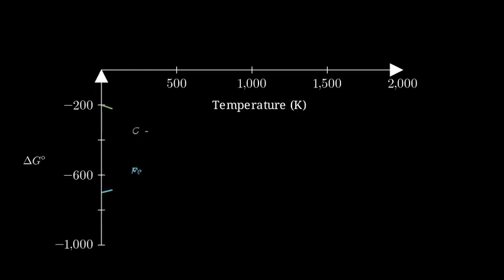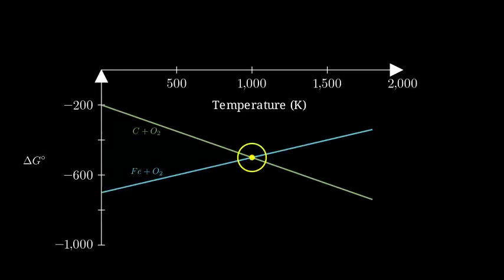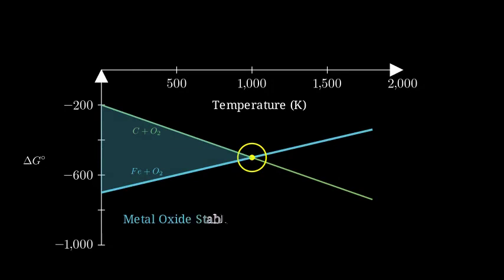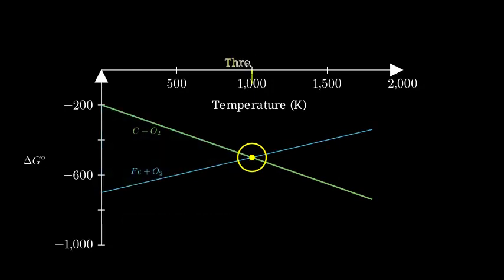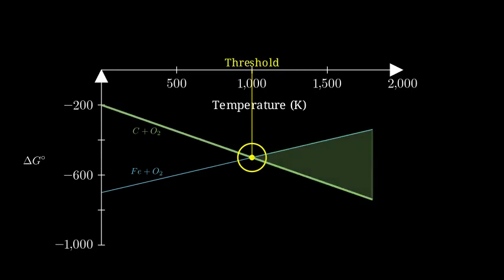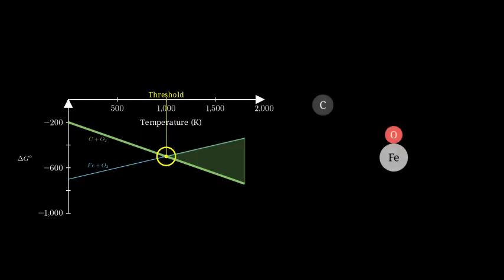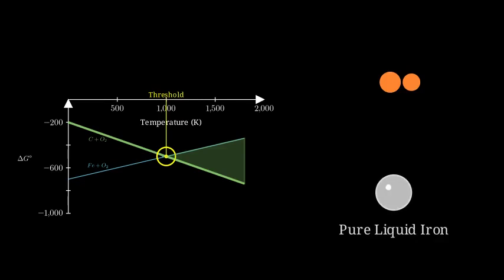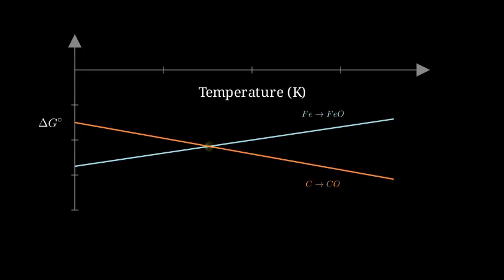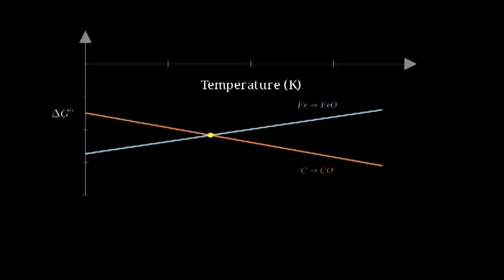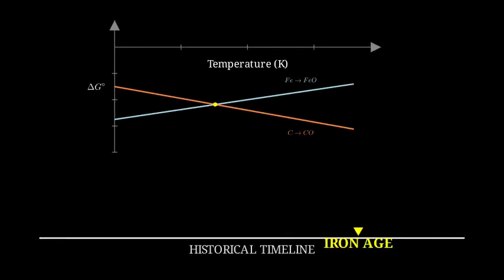Notice this intersection point right here. To the left of this point, the metal's line is lower, meaning the metal keeps its oxygen. But once we cross that temperature threshold, carbon's line dives below the metal's line. Suddenly, carbon is the more stable partner for oxygen. It snatches the oxygen away, leaving behind pure liquid metal. This intersection is why we didn't have an Iron Age until we built furnaces hot enough to reach that crossover point.